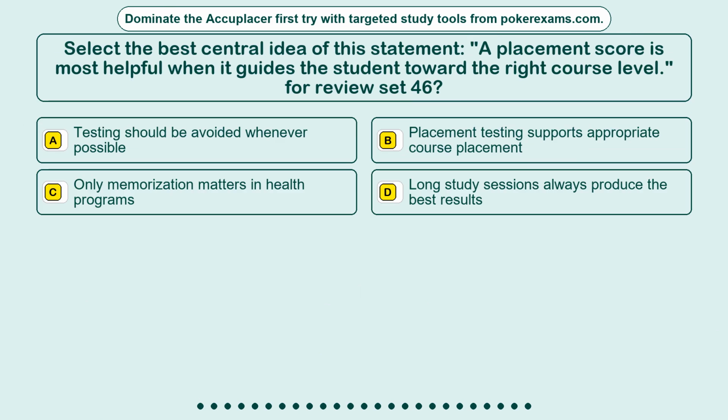Question 13. Select the best central idea of this statement. A placement score is most helpful when it guides the student toward the right course level. For review set 46. Option A. Testing should be avoided whenever possible. Option B. Placement testing supports appropriate course placement. Option C. Only memorization matters in health programs. Option D. Long study sessions always produce the best results.